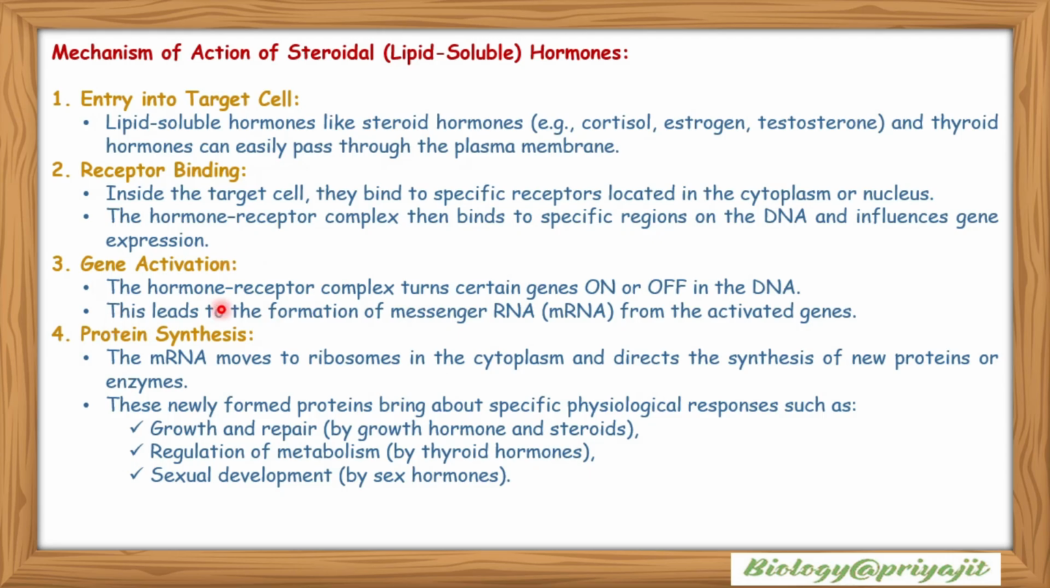Gene activation. The hormone receptor complex turns certain genes on or off in the DNA. This leads to the formation of messenger RNA or mRNA from the activated genes. Protein synthesis: the mRNA then moves to the ribosome in the cytoplasm and directs the synthesis of new proteins or enzymes. These newly formed proteins bring about specific physiological responses such as growth and repair by growth hormone and steroid hormones, regulation of metabolism by means of thyroid hormones, sexual development by means of sex hormones.